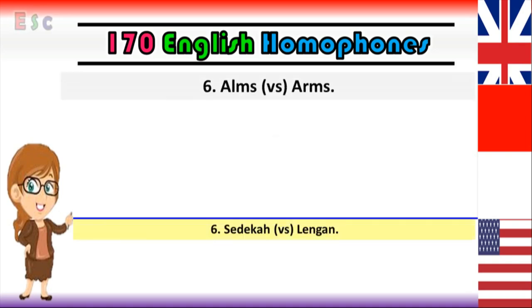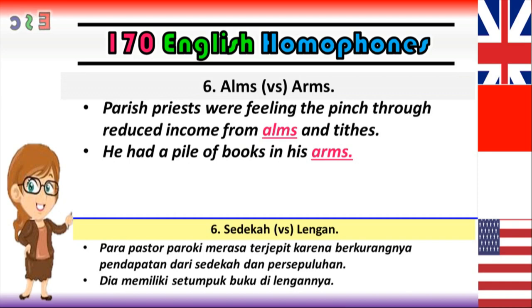6. Alms versus arms. Examples. Parish priests were feeling the pinch through reduced income from alms and tithes. He had a pile of books in his arms.